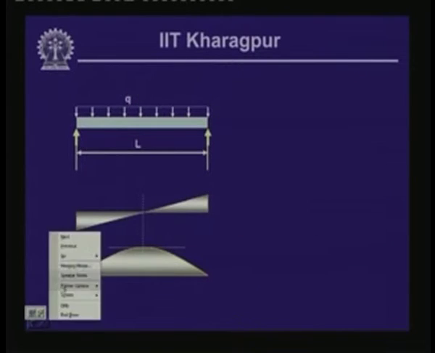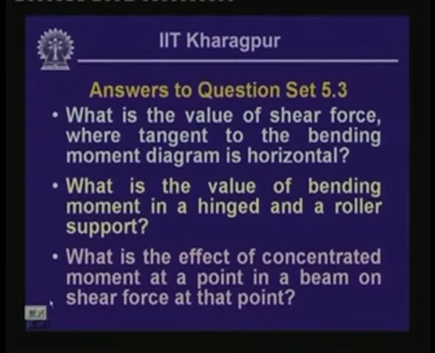Now, let us look into the second question: what is the value of bending moment in a hinged and a roller support. This question of course is quite straightforward, and as we have seen when we were evaluating the reactive forces at the hinge support and the roller support, and when we discussed the different kinds of supports, in case of a hinge support, it is constrained to move in the horizontal and the vertical direction, but it is allowed to rotate. So, there is no restraint on the rotation, and thereby it cannot sustain any moment. And so it is at the roller support.